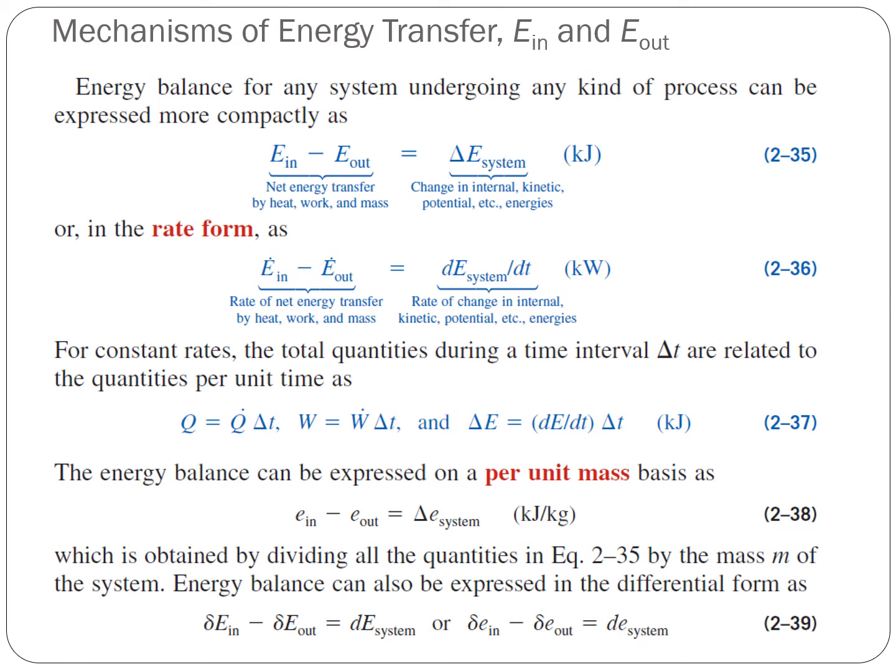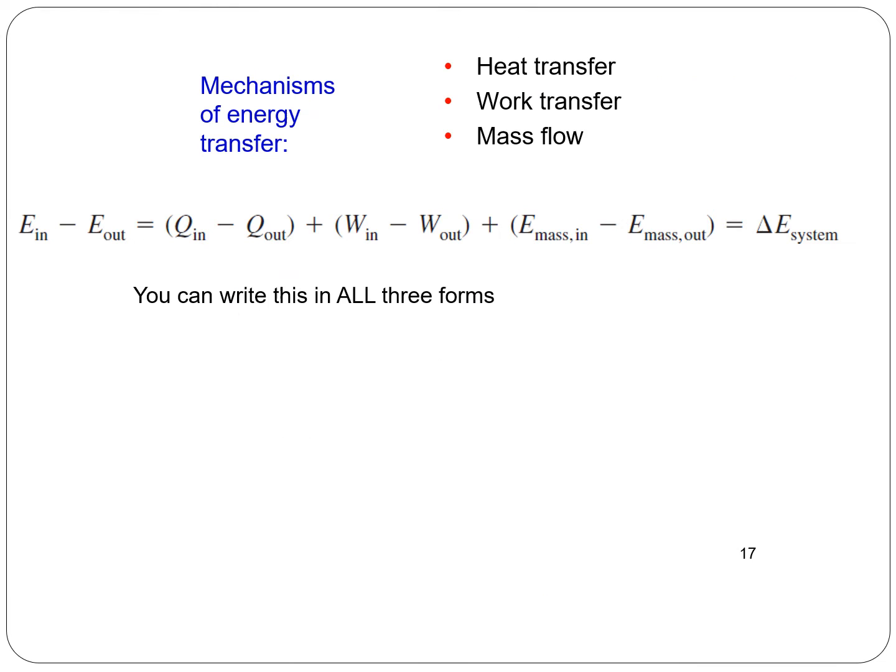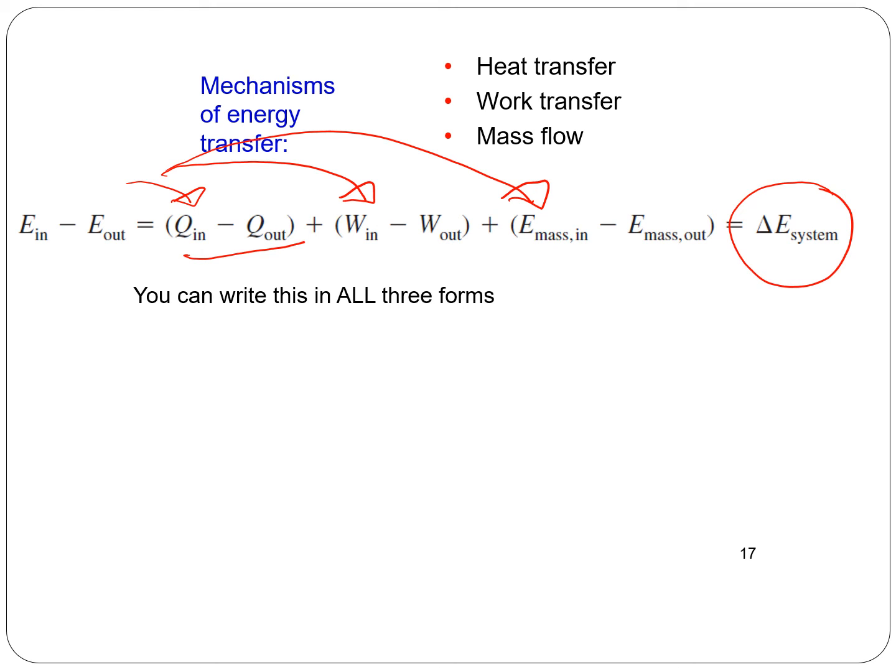So as shown here, you can express the energy equation in different forms: in kilowatt form, kilojoule form, and kilojoule per kg form. And you can write it in extended form as well. So, energy in, energy out, could be due to heat transfer, work transfer, or energy due to mass transfer, and the right hand side of the equation is the change in energy of the system.